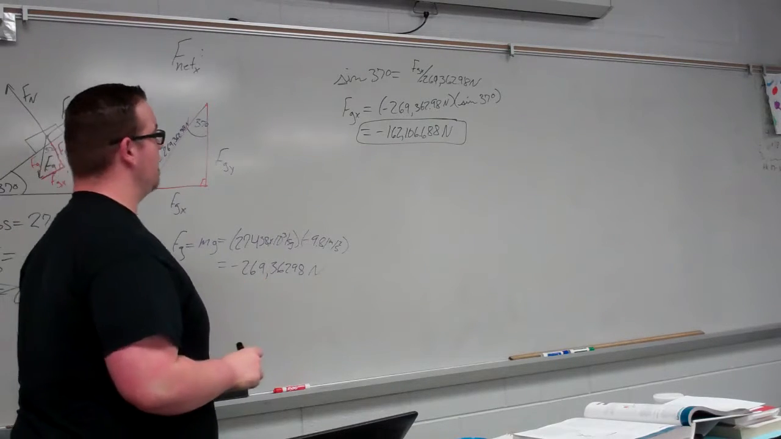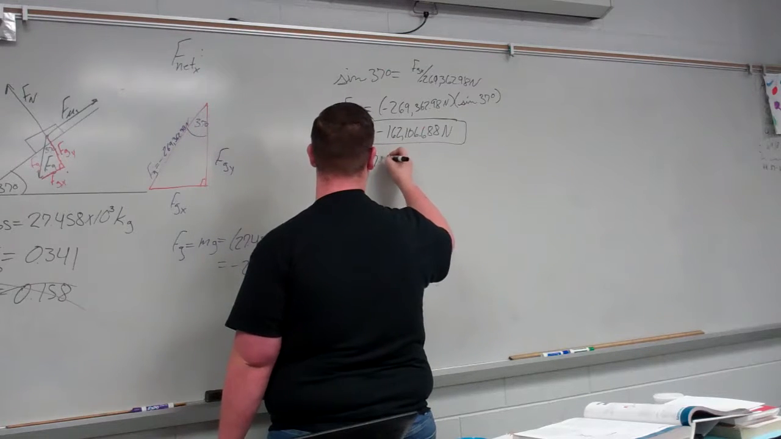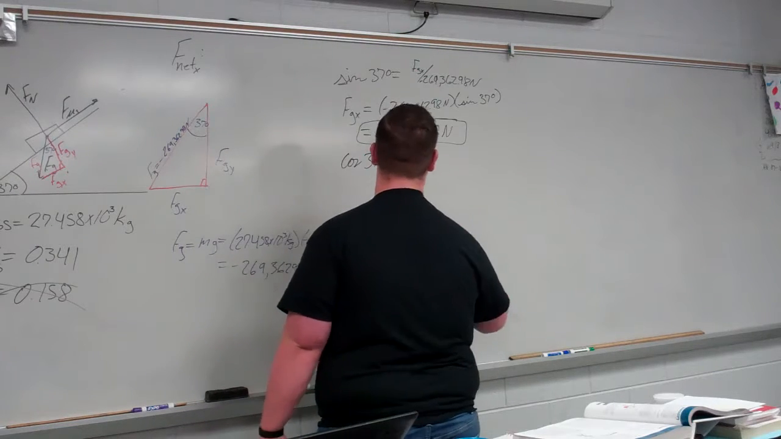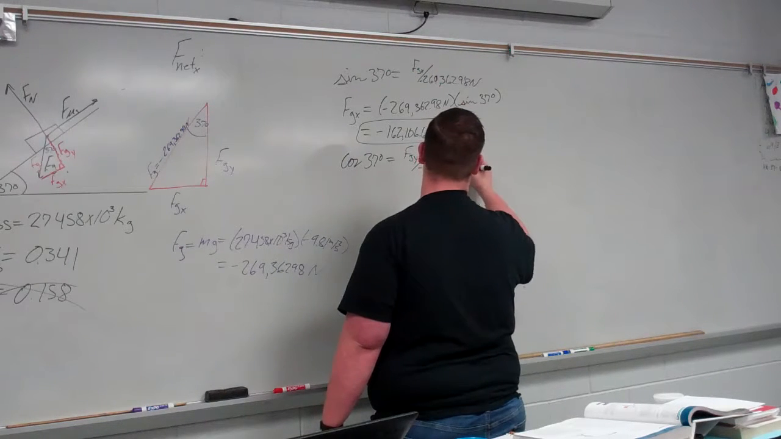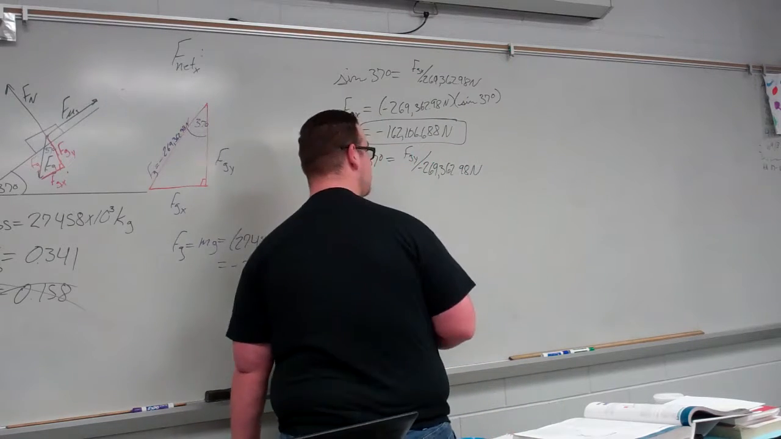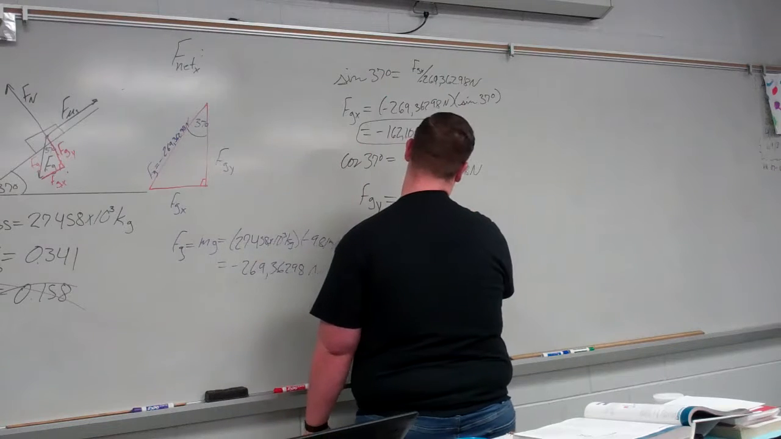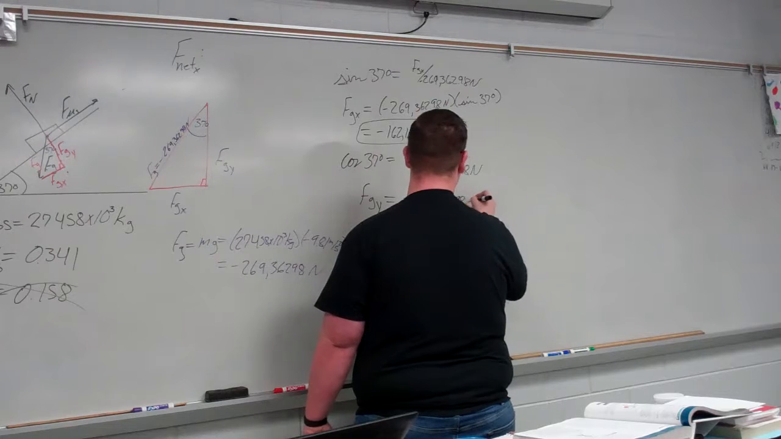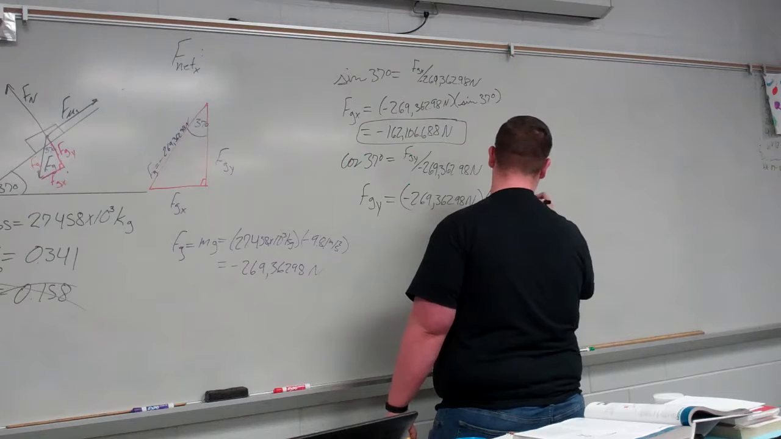Then I also need the force of gravity in the y component, so I'm going to have to do the cosine of 37 degrees is equal to the force of gravity y component divided by that same number, negative 269,362.98 newtons, which is just the force of gravity. So we'll find the force of gravity y component is equal to the negative 269,362.98 newtons times the cosine of 37 degrees.